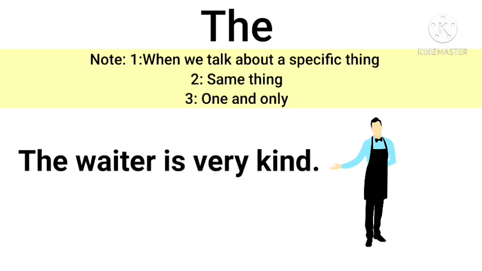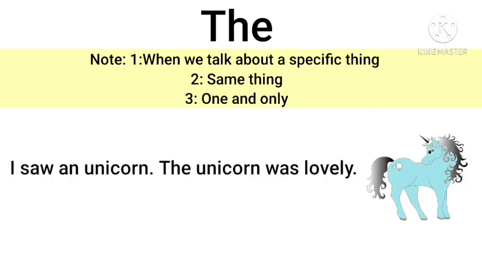Example number 1. The waiter is very kind. So did you notice? We used the article the. We're talking about the waiter. That means a specific person, not a common one. We're indicating the waiter.